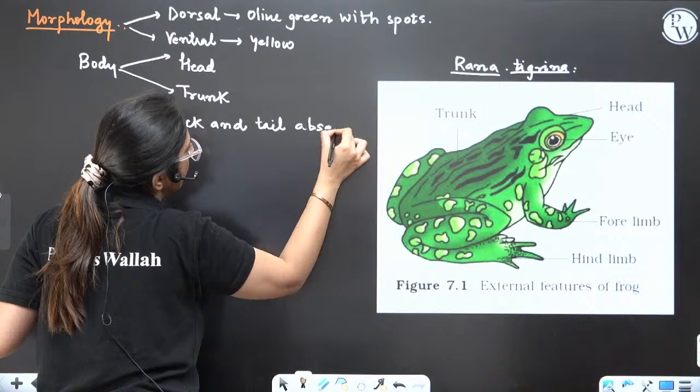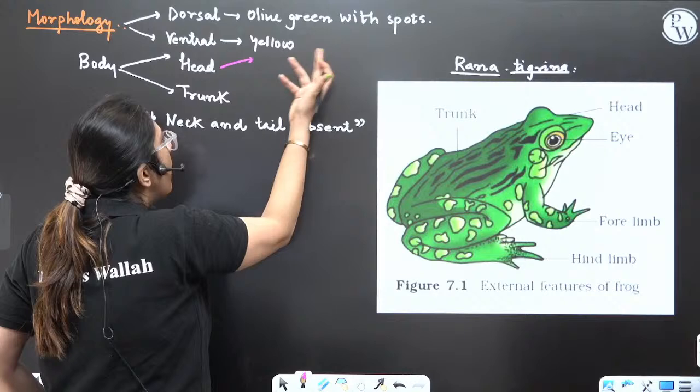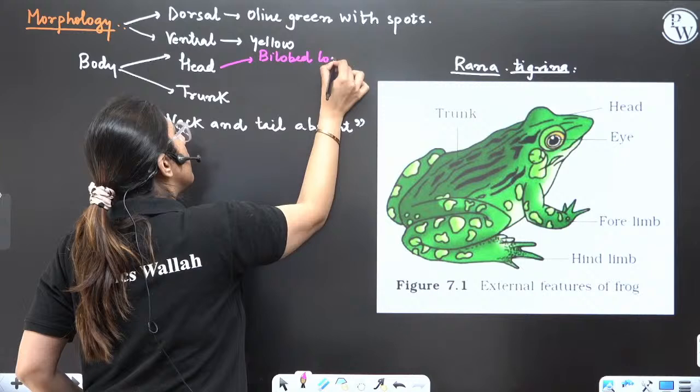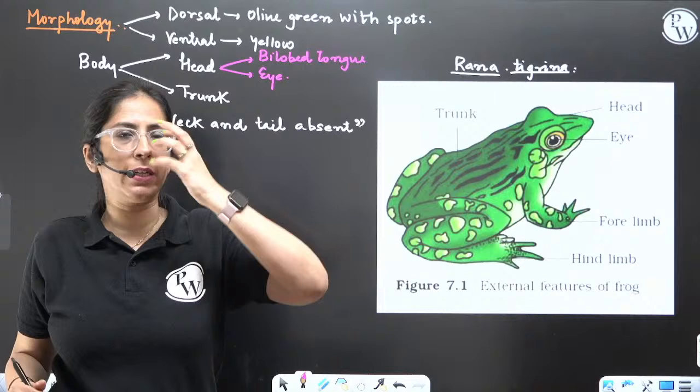Now, moving on to the next, if I talk about the head. In the head, what all can you see? You will see the mouth. In the mouth there will be a bilobed tongue. They have eyes, a pair of eyes, present on a socket. Very beautiful eyes they have. Present on a socket, covered with a nictitating membrane.